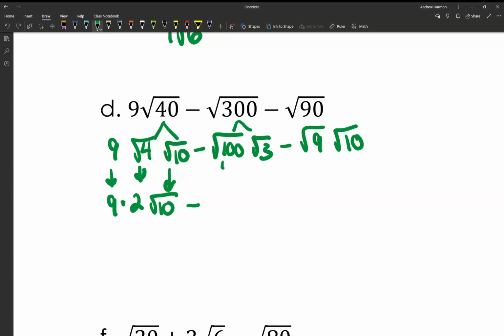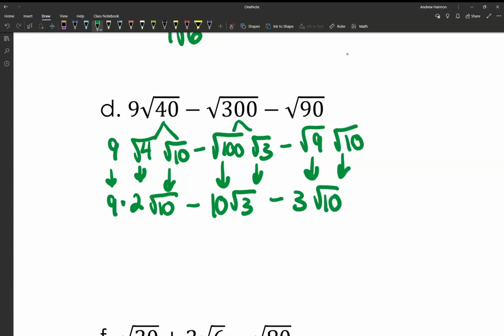Minus. Bring down the square root of 100, that is 10. Bring down the square root of 3, doesn't simplify. Now your minus. Bring down the square root of 9, that's 3. Square root of 10 does not simplify. Now we look and see, can I simplify this any further?